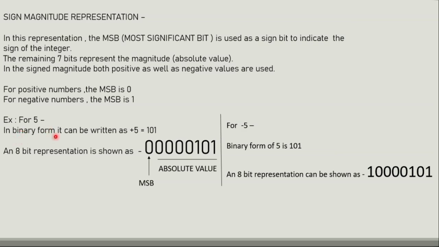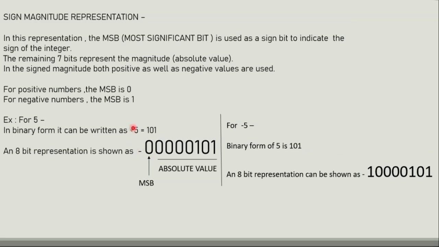In binary, 5 is written as 101. Now we have to write it as an 8-bit representation. First we write 101 as it is, followed by 4 zeros. Now how many digits do we get? We get 7 digits: 1, 2, 3, 4, 5, 6, 7. But we have to form an 8-bit representation. So we'll give the MSB, which depends totally on the sign.